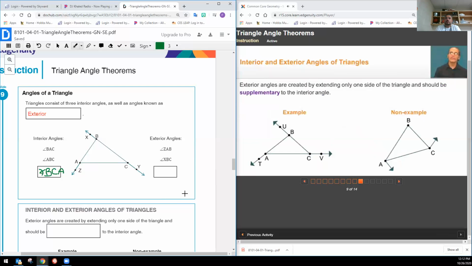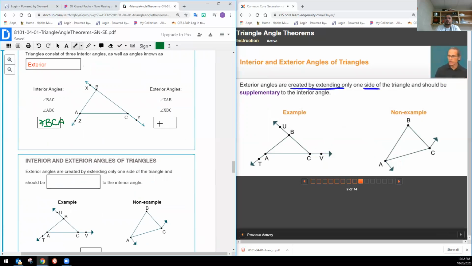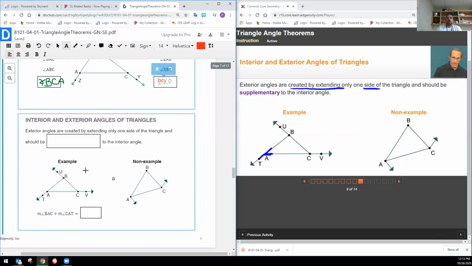Well, take a look at these 2 figures in front of us. Exterior angles are created by extending only one side of a triangle, but should be supplementary to the interior angle. Well, what this means is that we have two angles that are supplementary, meaning that their measures have a sum of 180. Take a look at angle TAC and angle BAC. If I take a look at the measure of angle BAC and add it to the measure of angle CAT, I end up with 180.